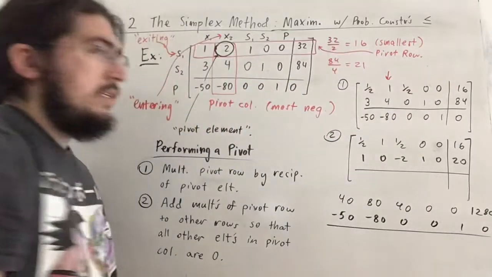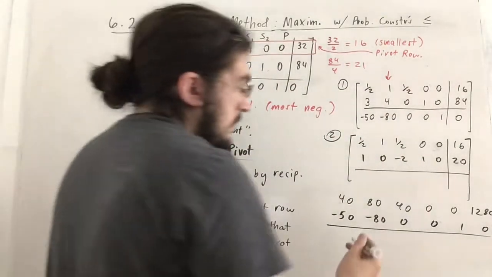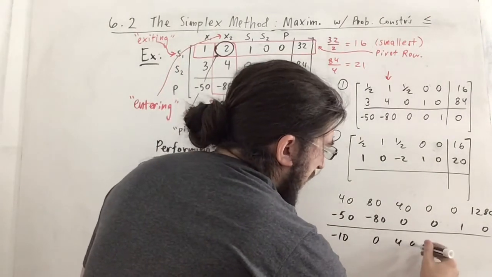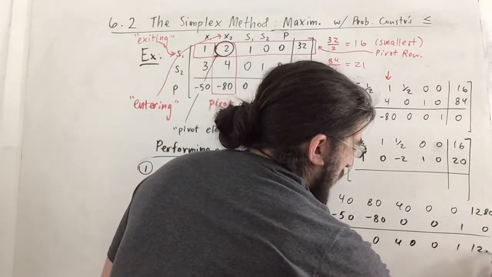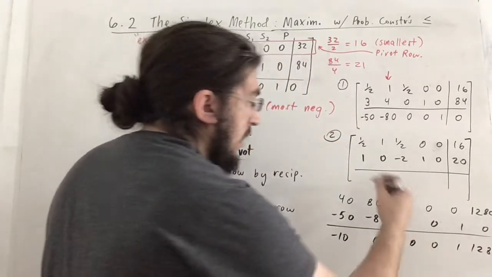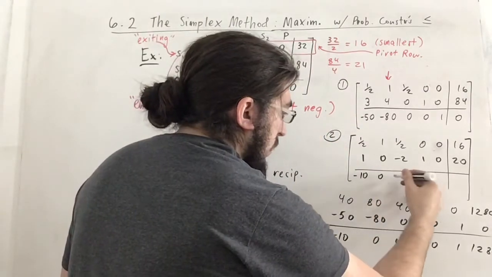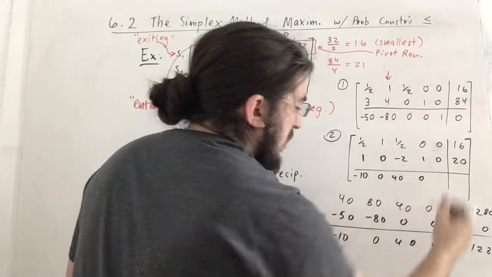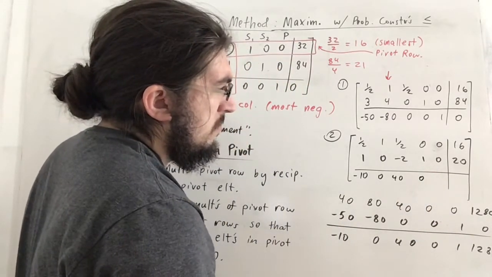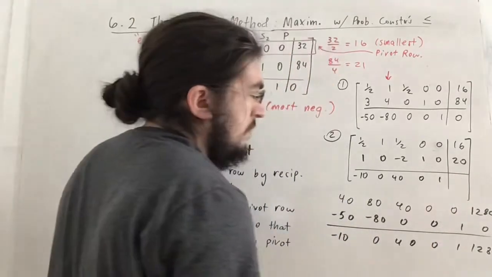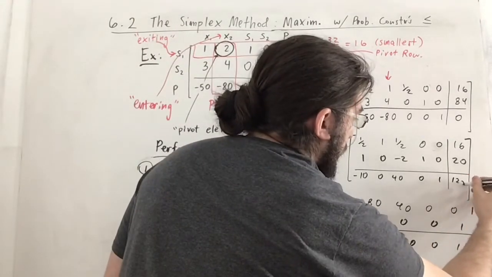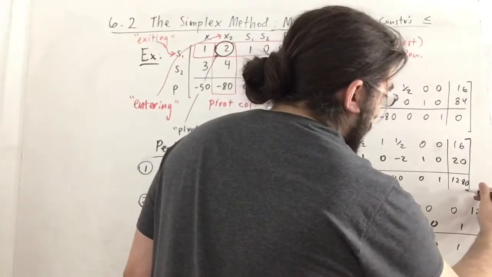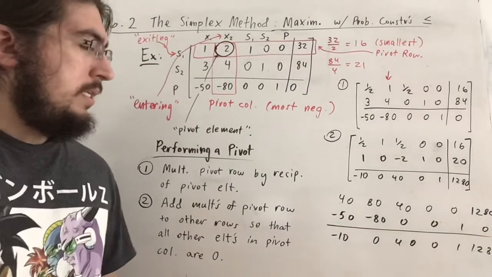Adding these will give us our final third row. So we're going to get negative 10, 0, 40, 0, 1, and 1280. So let's see if we have space for that. Negative 10, 0, 40, 0, 1, and 1280. Okay. Perfect. So now what? Are we done?